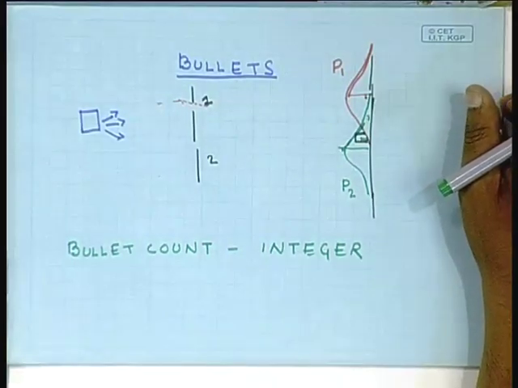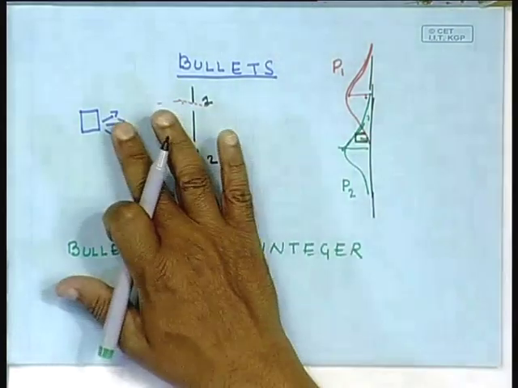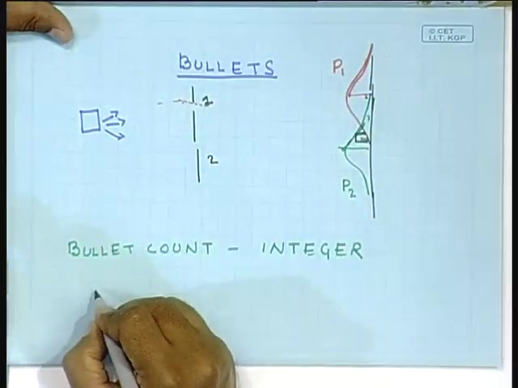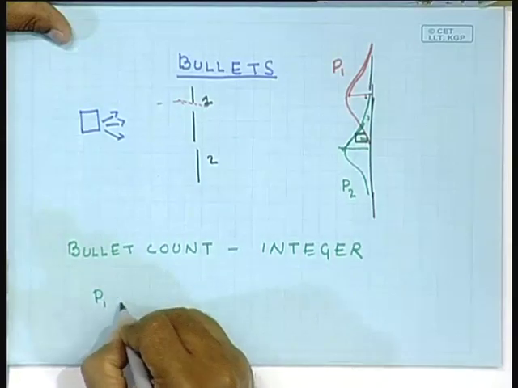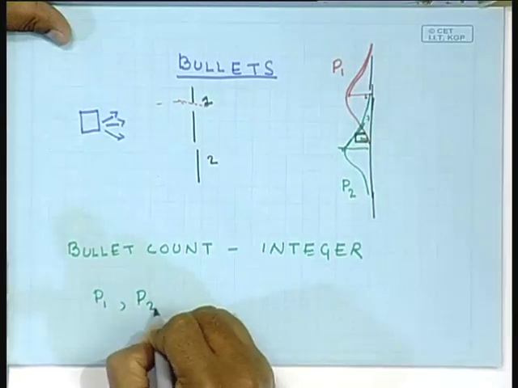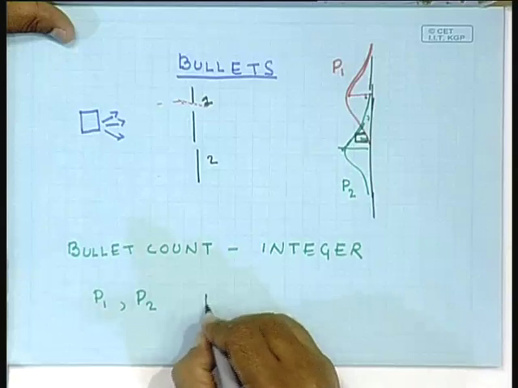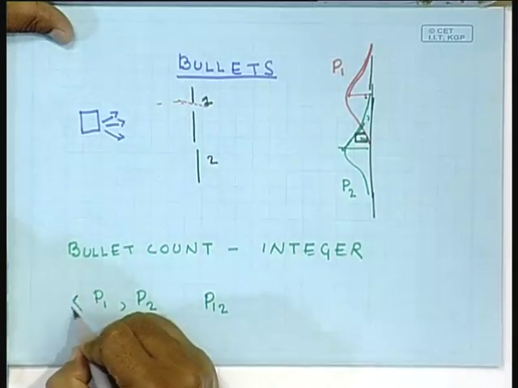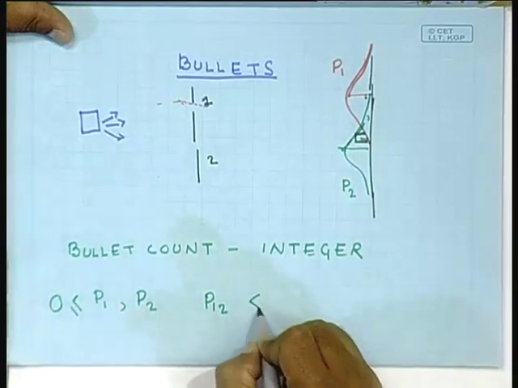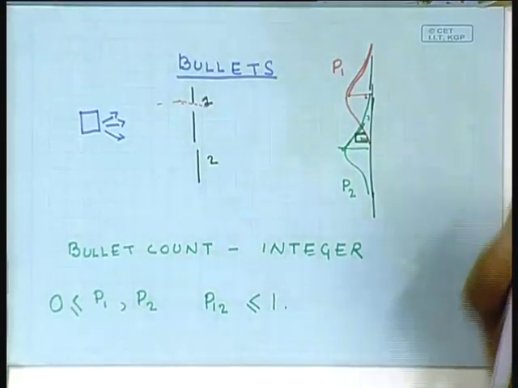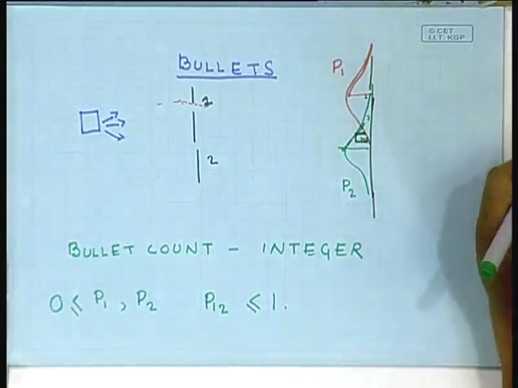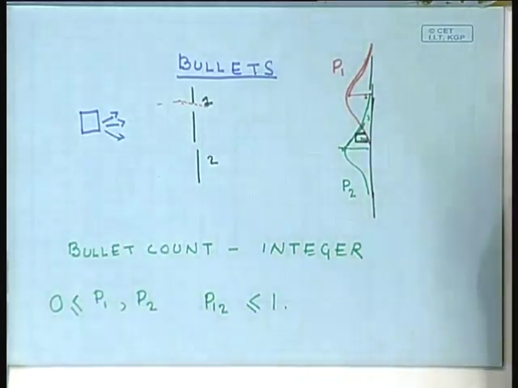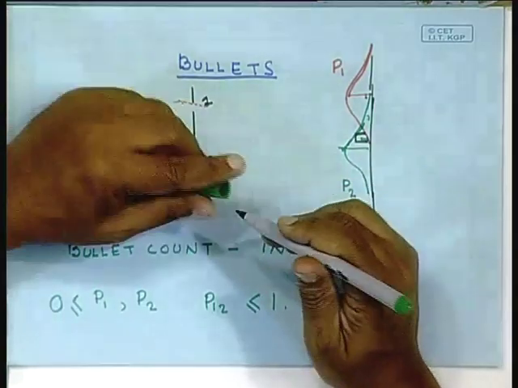Now, the count is going to be integers, but the probability is not going to be an integer. The probabilities P1 or P2, or when I open both of them I am going to call the probability P12. These are all in the range greater than or equal to 0 and less than or equal to 1. So, they are going to be positive numbers in the range between 0 and 1, they are not going to be integers, they will be some fraction in the range 0 to 1.